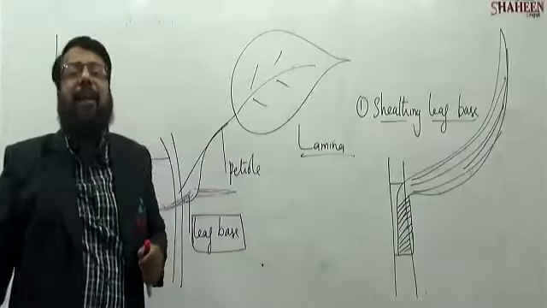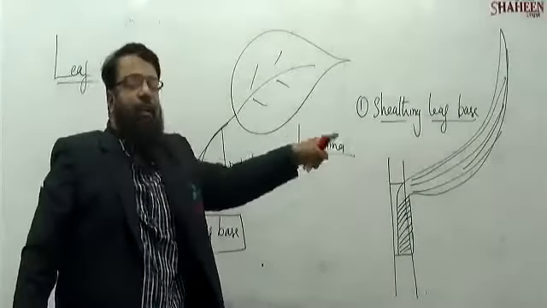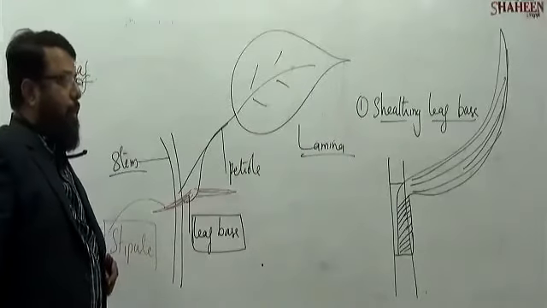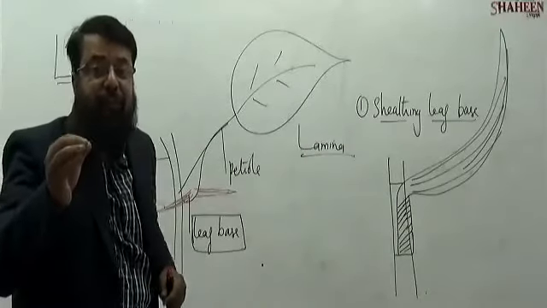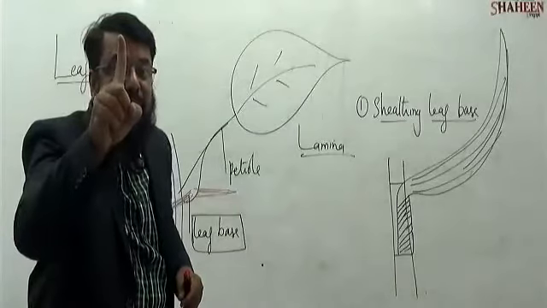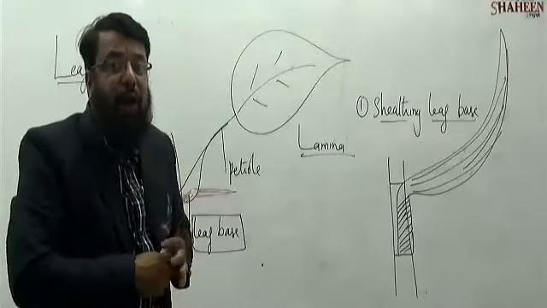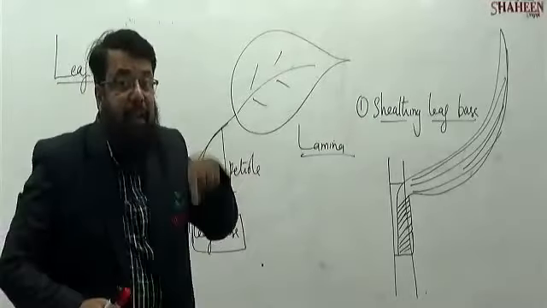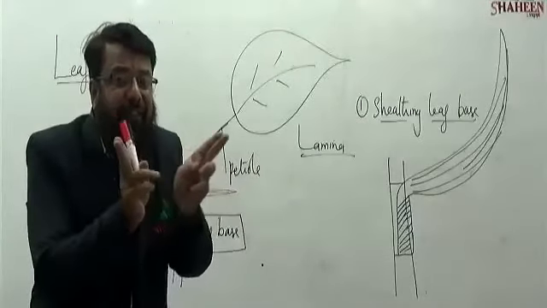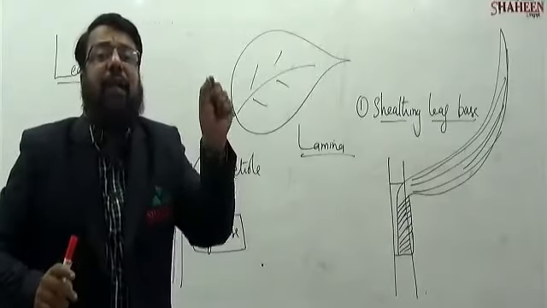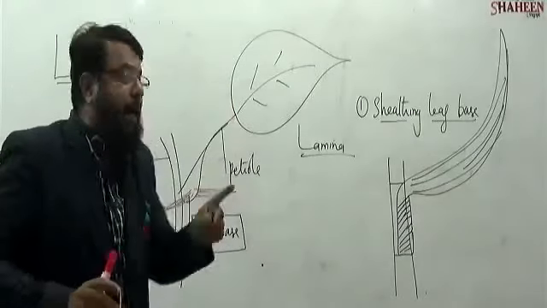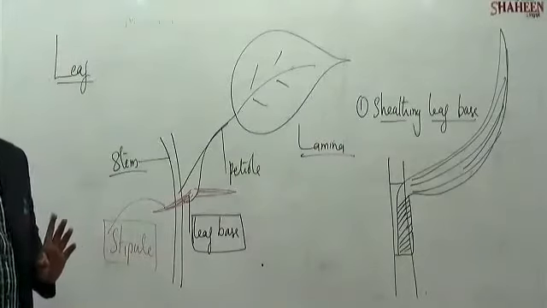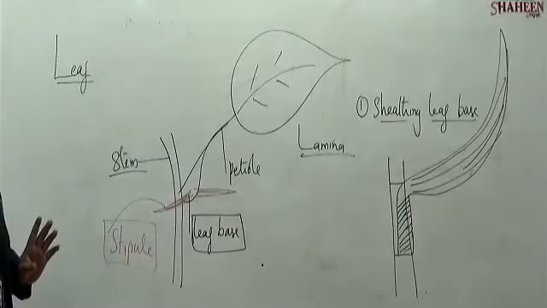What type of leaf base? That is the sheathing leaf base. Which part of the leaf are we talking about? The first part of a leaf. What is the first part of a leaf? Leaf base. The leaf base will have two leaf-like appendages. What is the name of that leaf-like appendage? The leaf-like appendage is called the stipule.